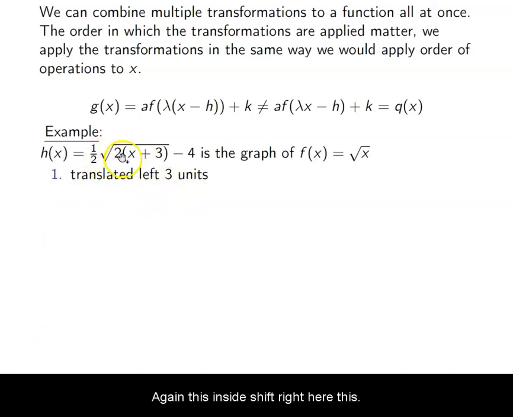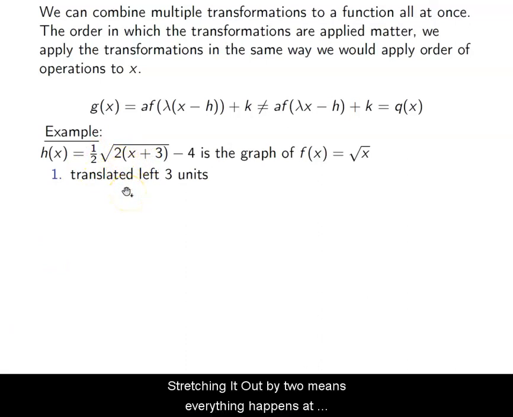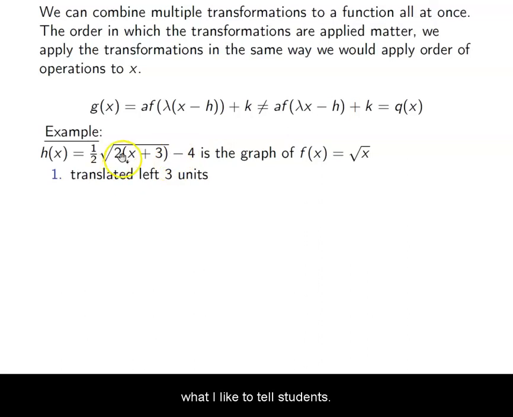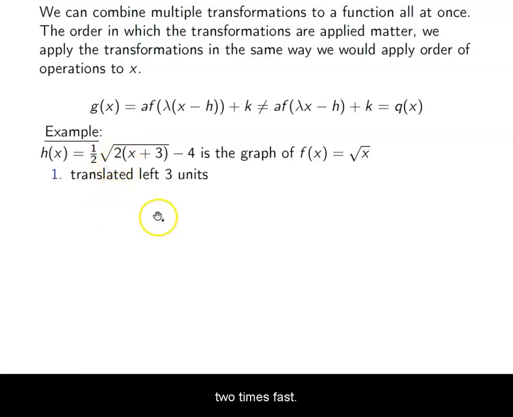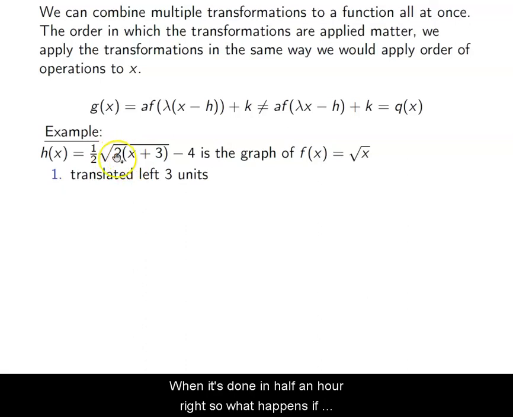And again, this inside shift right here, this compression or expansion of 2, does not mean I'm stretching it out by 2. It means everything happens at twice the speed, which means it happens faster, right? So what I like to tell students is if I watch a movie that's an hour long on 2 times fast forward, then it's done in half an hour. So everything happens twice as fast. That's how you should think of the inside transformations. If I watch it at half speed, if this was a 1/2, it would take 2 hours to watch that movie instead of 1 hour. So you can think of the inside transformation lambda as: am I watching on double speed, half speed, 3 times as fast, quarter speed, what's going on?